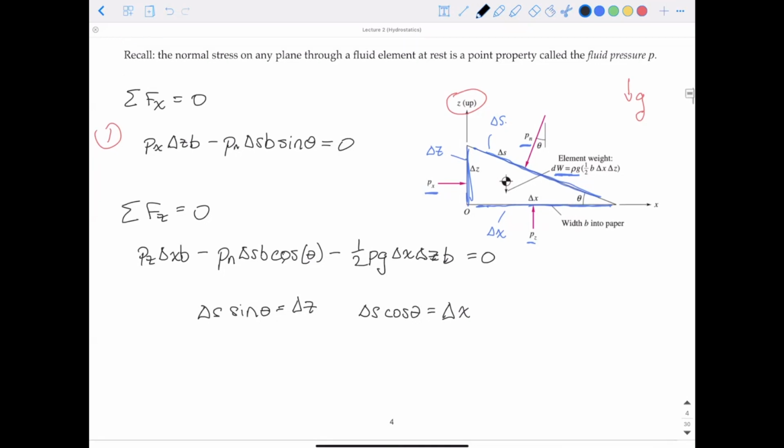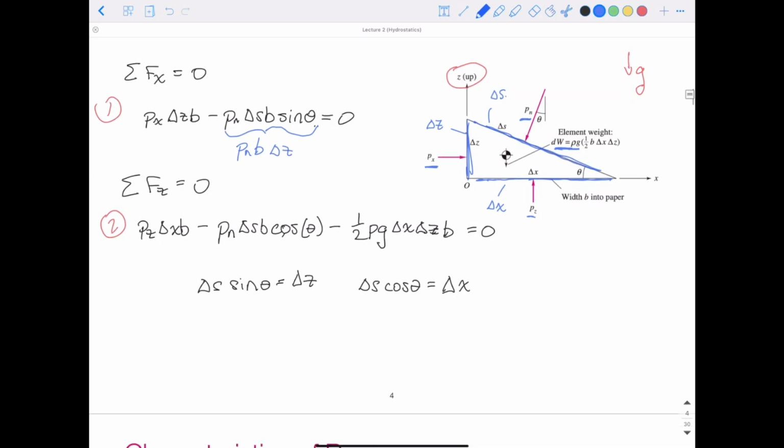So if we do that, we can rewrite equation 1 and equation 2 just in terms of delta Z and delta X. So this term here, I'll write it in blue now, the top, can become Pn times B, and delta S sine theta we said is delta Z. And then the terms down here can be Pn times B times delta X. So we have both of these equations now just in terms of delta X and delta Z and no delta S.